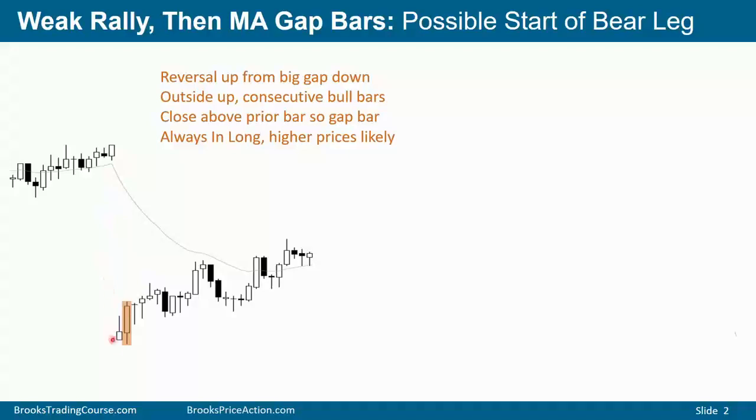We have a gap down, and now we have a reversal up, an outside bar. It traded below the low of the prior bar, and then above the high of the prior bar, and it closed above the high of the prior bar. And now we have consecutive bull bars. The market's always in long at this point. Higher prices are likely.